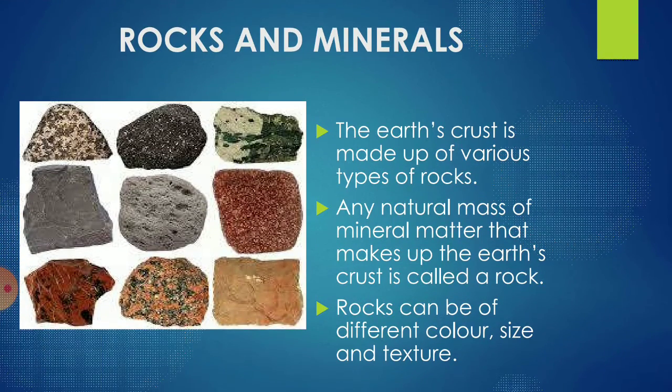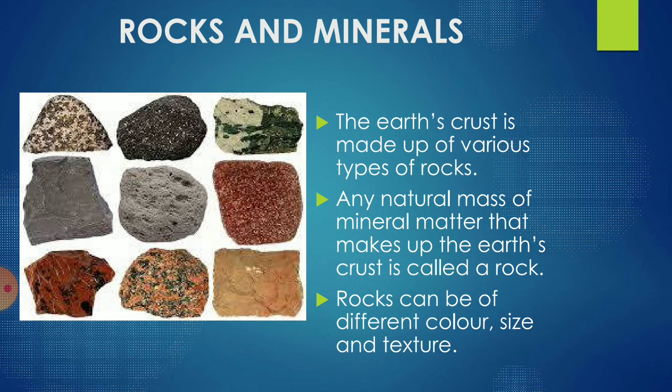Now, let us discuss the minerals on the earth crust, rocks and minerals. Lithosphere is made up of rocks and minerals. The earth crust, or you can say the lithosphere, is made up of various types of rocks. Rocks are those materials which are obtained on the earth crust. Any natural mass of mineral matter that makes up the earth crust is a rock, right? So everything that makes the earth crust is a rock.